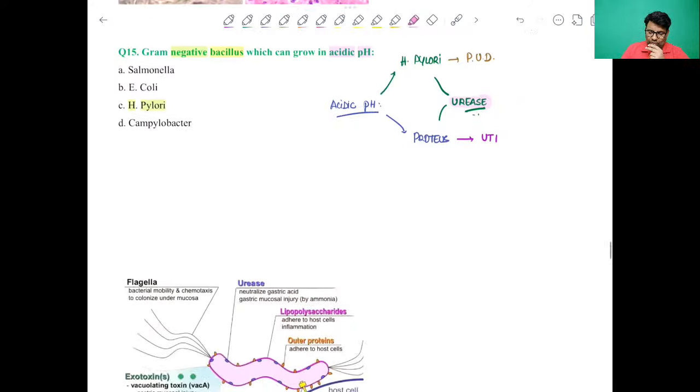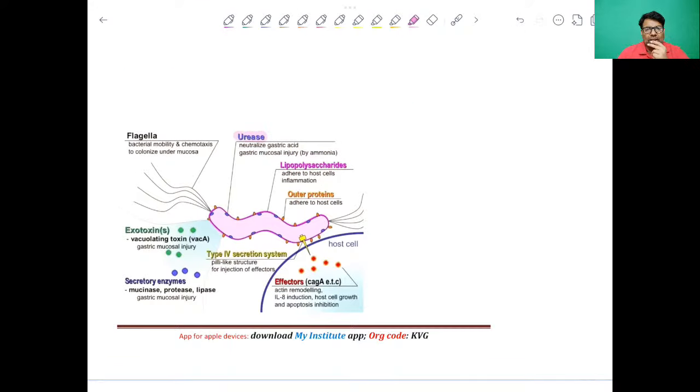Clear? So if you see here, there is urease in H. pylori, and this is helpful in neutralizing the acidity, making it alkaline, suitable for the survival of the bacterium.